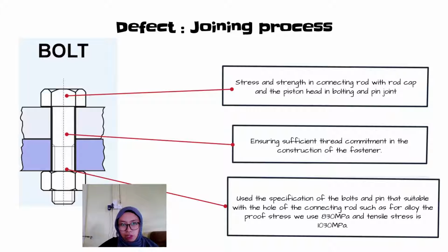This is a defect from the joining process. The defect of the joining process is stress and strain in the connecting rod with the rod cap and the piston head in bolting and pin joints. We can minimize this defect by ensuring sufficient thread engagement in the construction of the fastener, and by using bolts and pins whose specification suits the hole of the connecting rod, such as, for the alloy, a proof stress of 130 megapascal and a tensile stress of 1030 megapascal. If the load is higher than the value of the proof stress and tensile stress, our product can break.